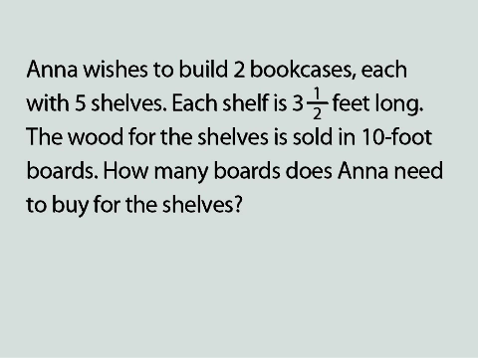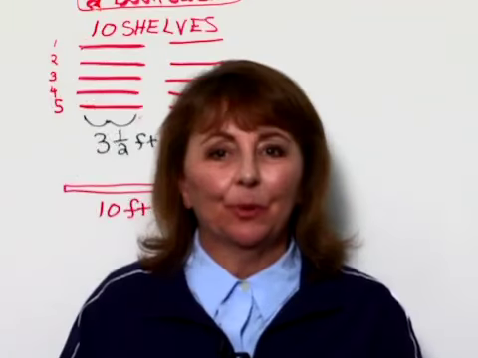Now let's read our problem. Anna wishes to build 2 bookcases, each with 5 shelves. Each shelf is 3.5 feet long. The wood for the shelves is sold in 10-foot boards. How many boards does Anna need to buy for the shelves? Now let's work the problem.